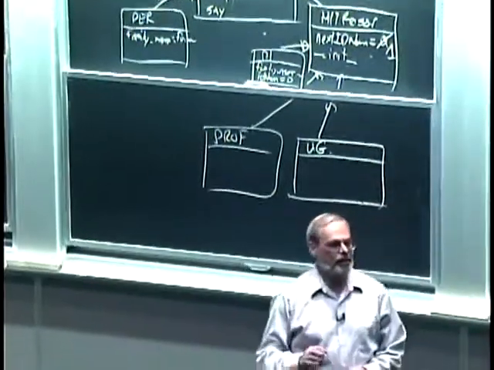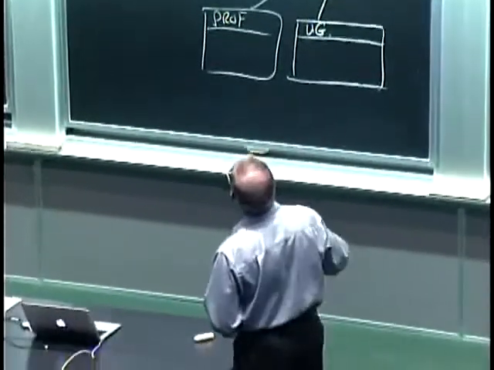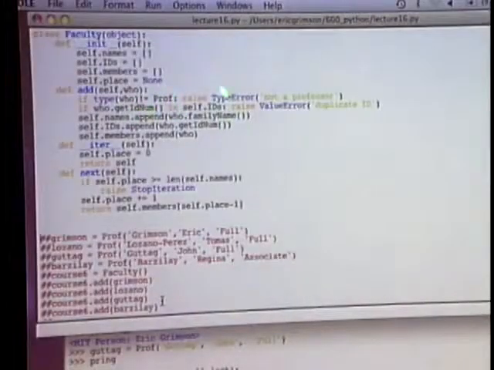And I want to make sure I only have one instance of each professor in my faculty. So if the ID number is in the list of IDs already, I'm going to raise an exception as well, saying I've got a duplicate ID. Okay? And the reason that's going to come up is notice what I do now.